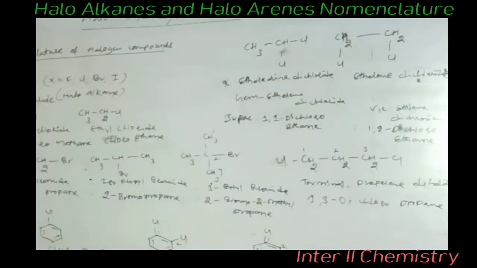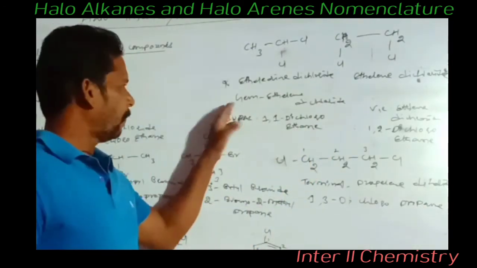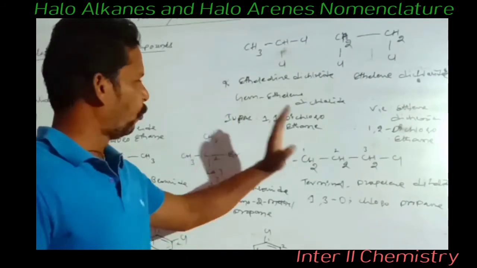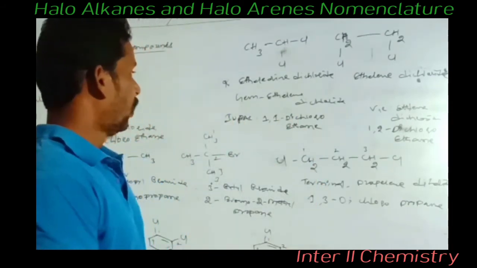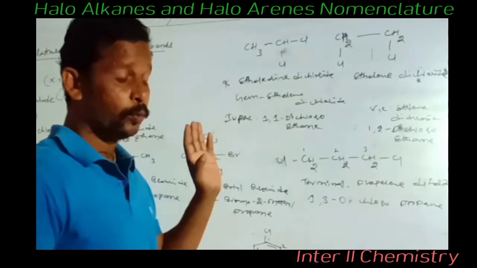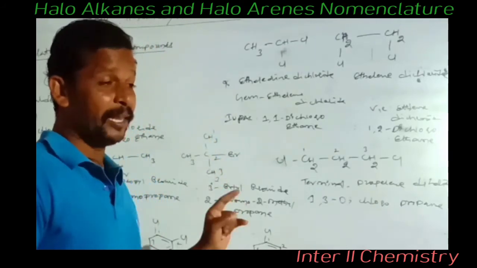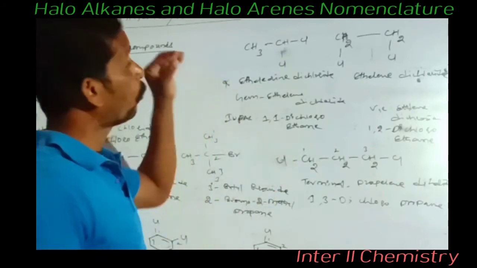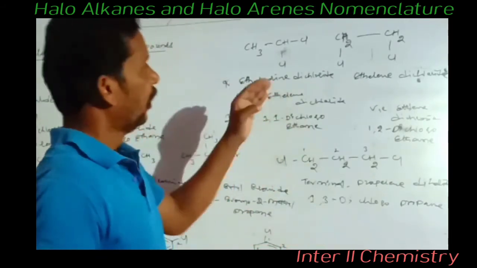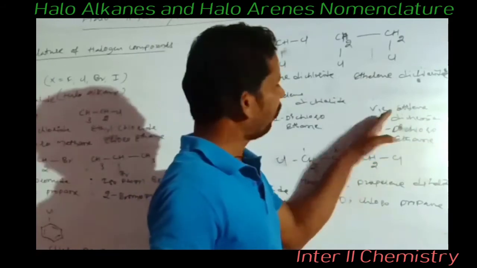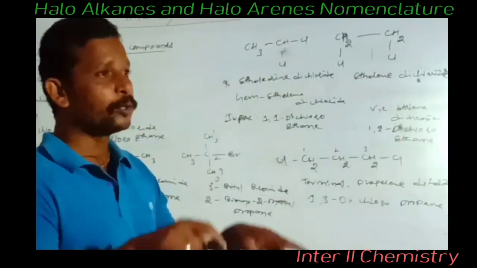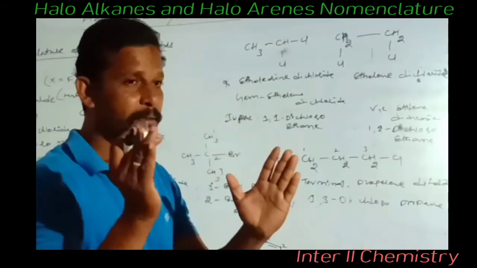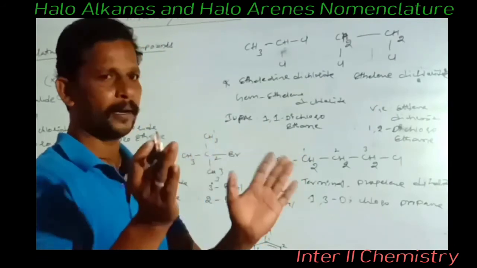Right, what do you understand here? Are you understanding the meaning of gem, vicinal and terminal? What is a gem? You have to imagine yourself. What is the meaning of gem? Gem means the two halogen atoms are present on only one carbon. If you consider it as vicinal, the two halogen atoms are on adjacent carbons.